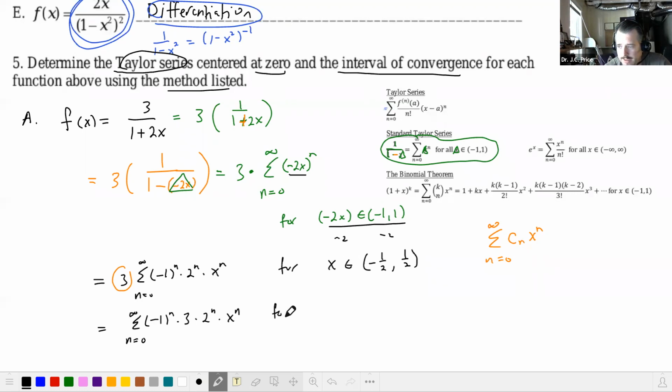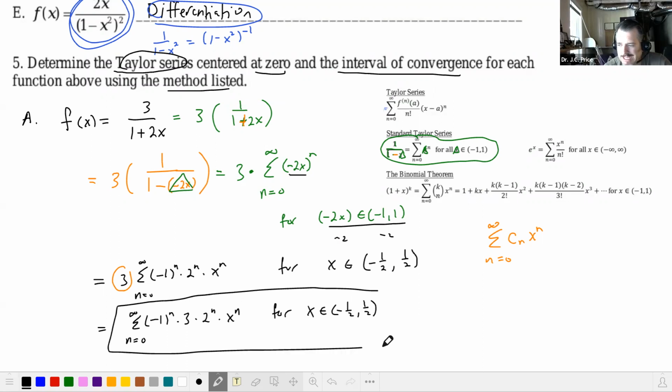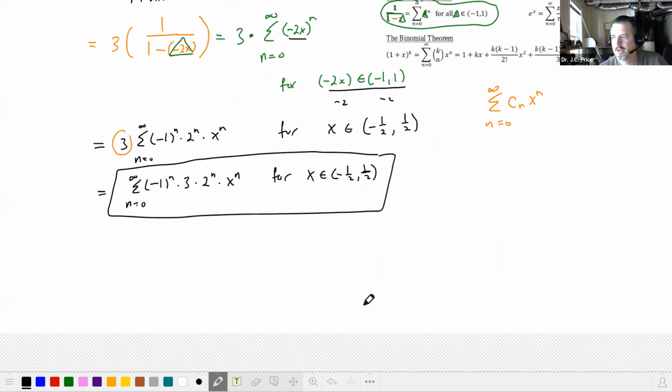And I will write on the same line for x an element of negative 1/2 to 1/2, and these are all parentheses. Remember, the interval really doesn't change unless you're doing integration, because integration makes things better sometimes, so sometimes you have to check those endpoints. We did talk about differentiation makes things worse, but we never have a problem where you have to make sure you don't include the endpoint if it is included before. Okay, so that looks good, right? So moving on to the next one.